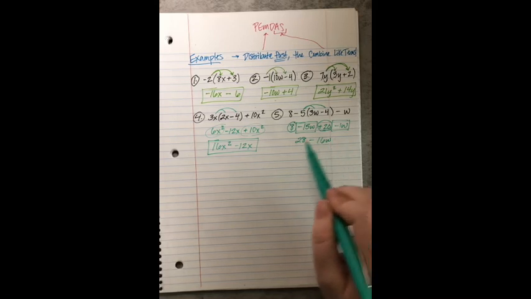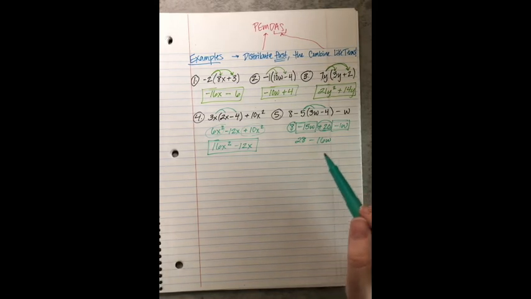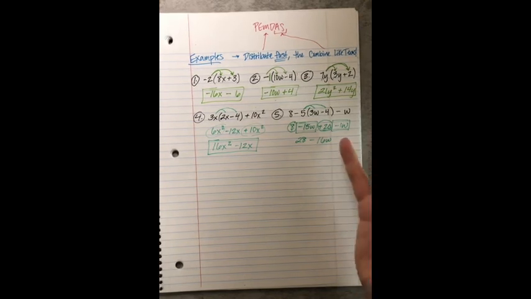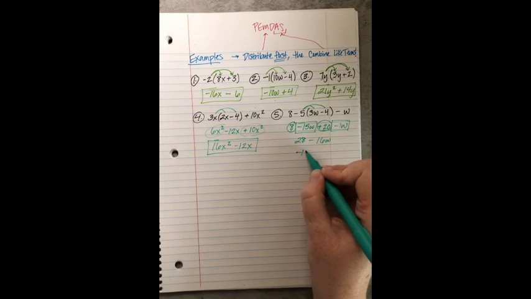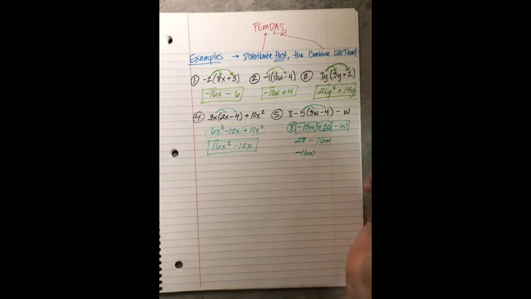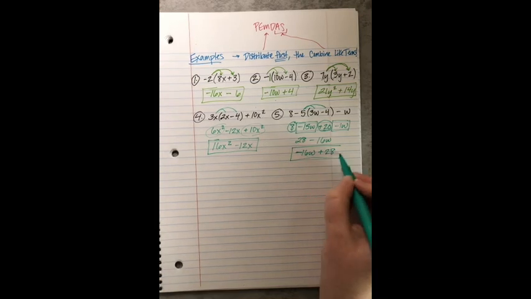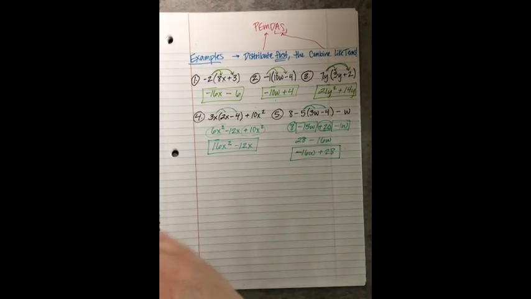Now, is this our final answer? Almost. It's not in standard form. So to put this in standard form, you need highest degree to lowest. The negative 16w needs to come out front. Positive 28 goes in the back. So our final answer is negative 16w plus 28.